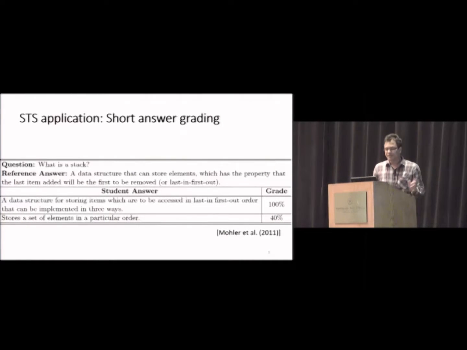Here's another example. This is short answer grading. In this task, in addition to the question, there is also a reference answer. The task is to grade the answers, and the way it is done is by computing a semantic similarity score between the student answer and the reference answer. The higher the similarity, the higher the grade.